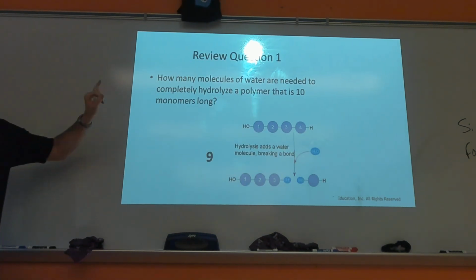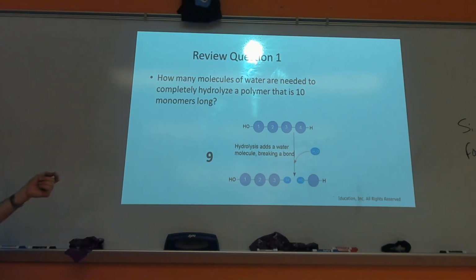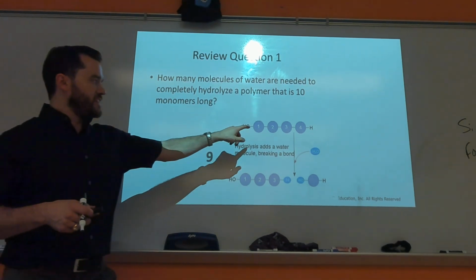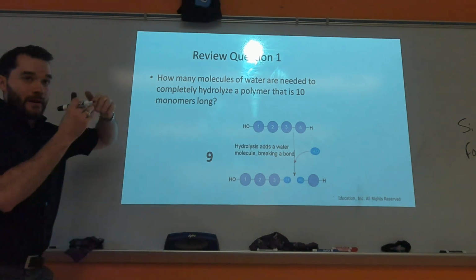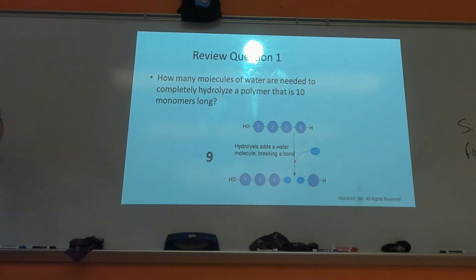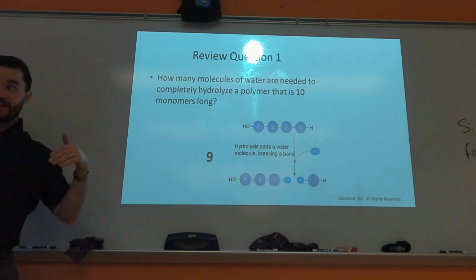basically, I want to run through this question because it's something you'd see on your test, and it's a good application question. It's kind of tricky. They're asking how many molecules of water are needed to completely hydrolyze a polymer that is 10 monomers long. Meaning, this is 4 monomers long, but if I made it 10, if I extended out that chain, how many waters would I have to add to completely break that down?